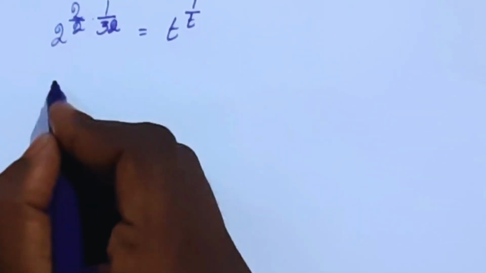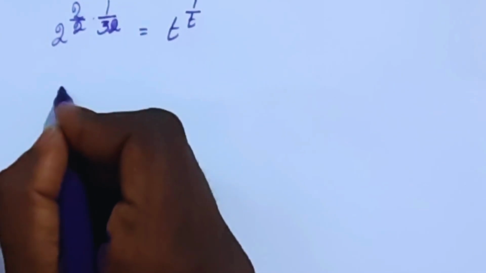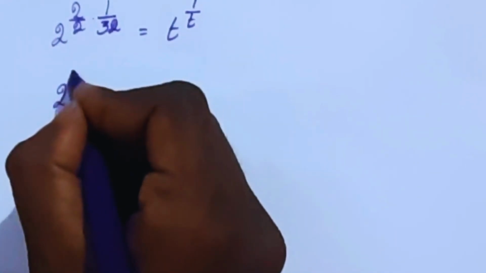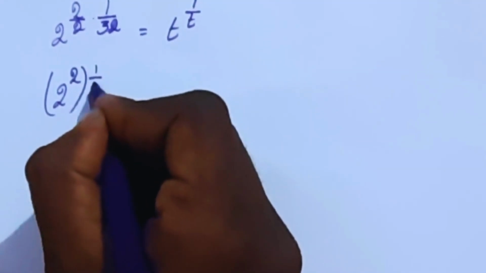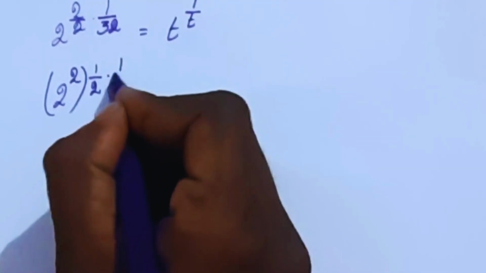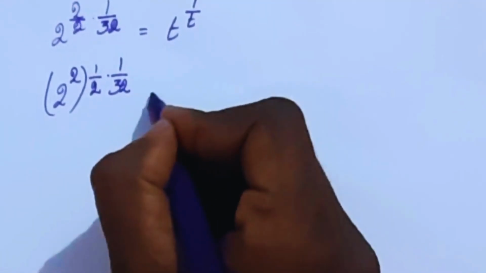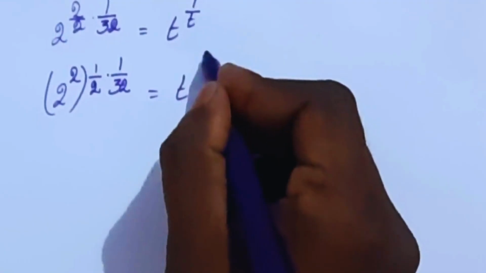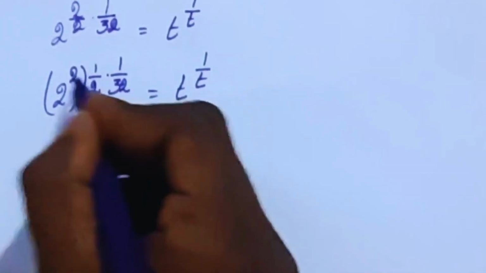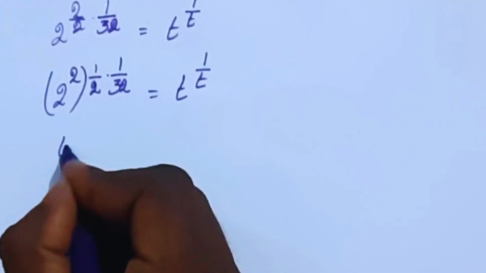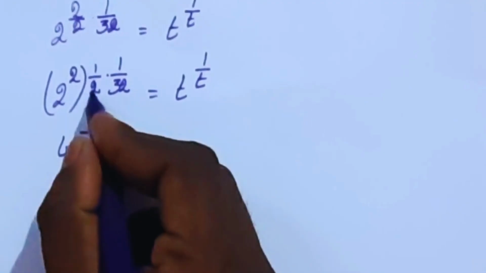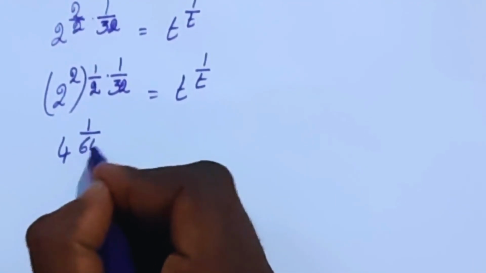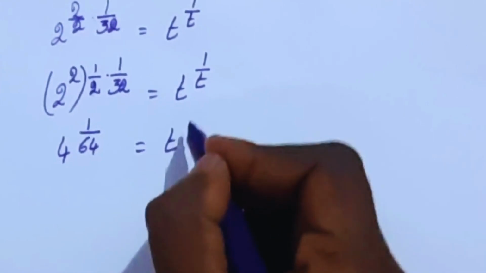Now we are just going to multiply this, so we get 2 power 2, whole power this can be written as 1 by 2 times 1 by 32, equals t power 1 by t. So 2 power 2 is 4, power 1 times 1 is 1, this is 2 times 32 is 64, equals t power 1 by t.